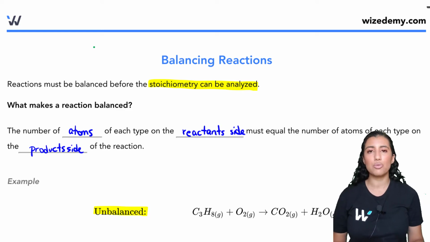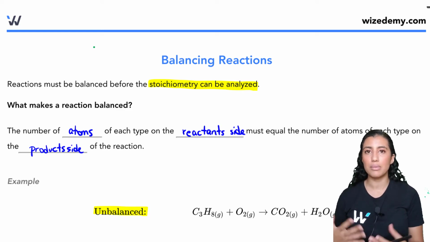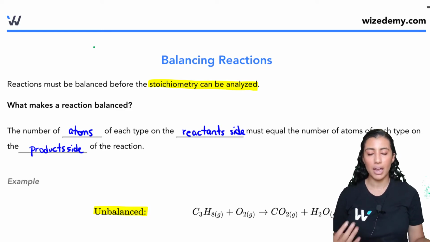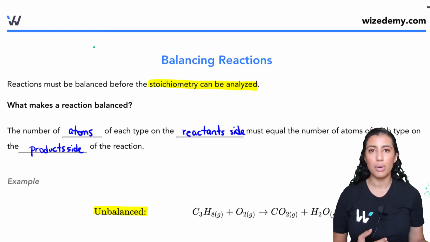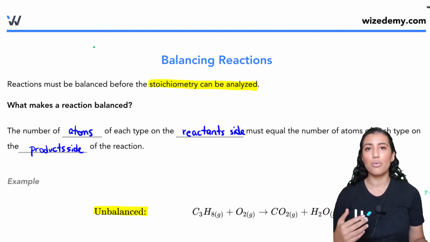So we know it's balanced when we have the exact same number of atoms of each type on each side of the arrow. So for example, we'll have 2 oxygen atoms on the left side and 2 on the right side. We'll have maybe 3 carbon atoms on the left side, 3 carbon on the right side. So the numbers don't matter as long as we have the same number of each atom on opposite sides of the arrow.